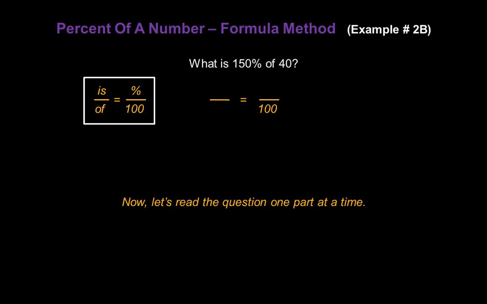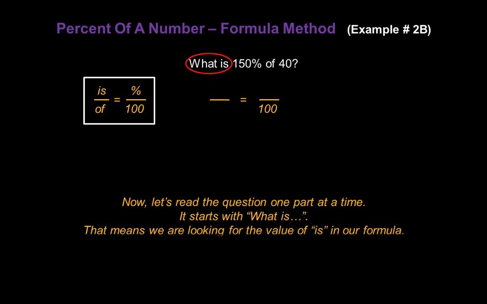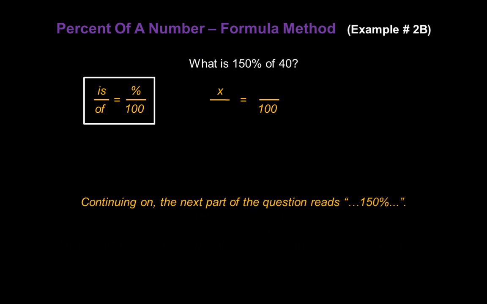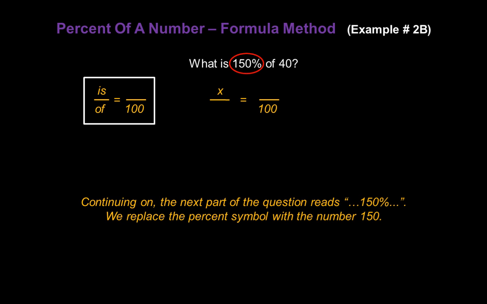Now let's read the question one part at a time. Again, it starts with what is. So that means we're looking for the value of is in our formula. Let's replace is in the numerator of the first fraction with our variable, and we'll use x again. Continuing on, the next part of the question reads 150%. So we're going to replace the percent symbol with the number 150.